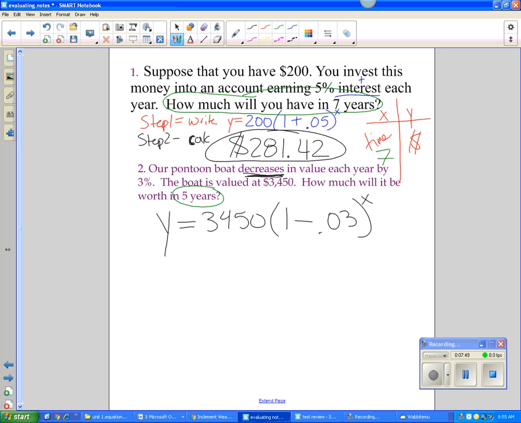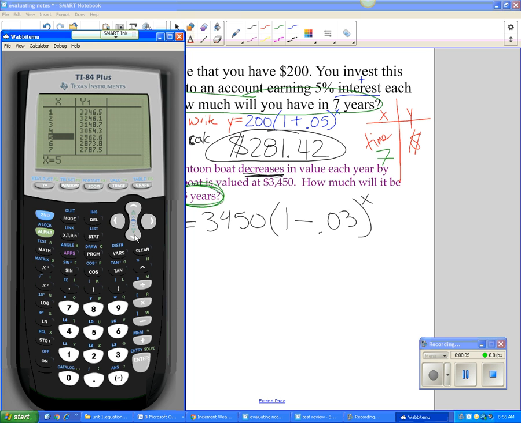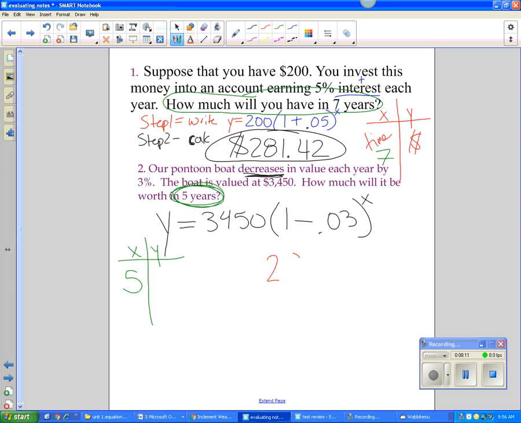Is 5 years a time, Andrea? So do I put 5 on the x side or the y side? Very good. So I'm going to go down to 5 on the x. So second graph, go down to 5. And so it'll be worth how much? Anybody? And let's do decimal places too. So 2,962 point what, guys? And this is money.